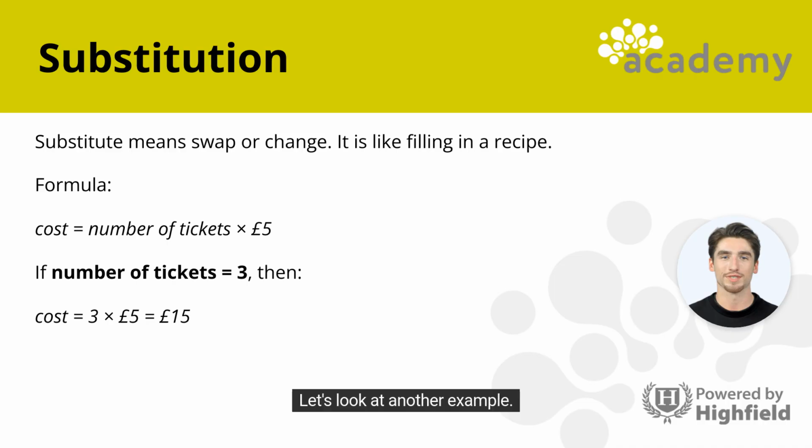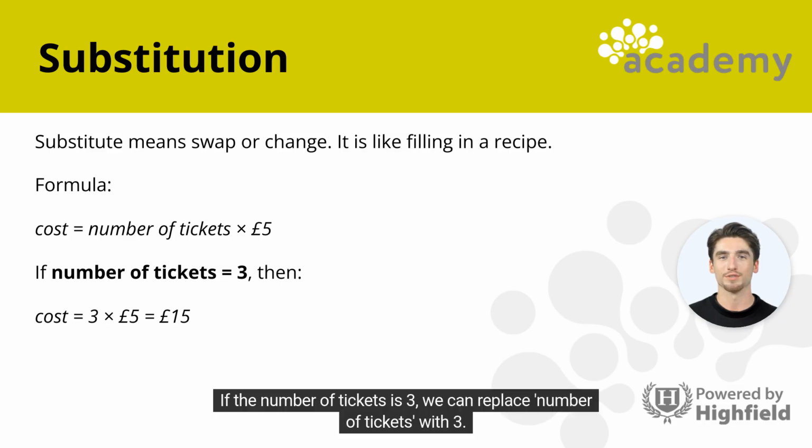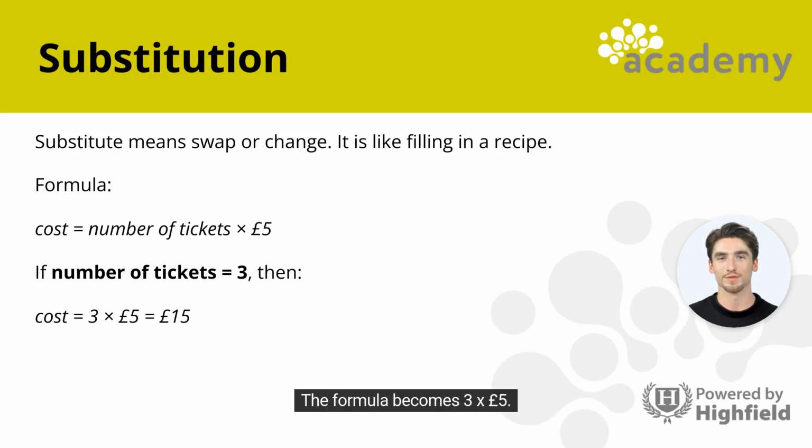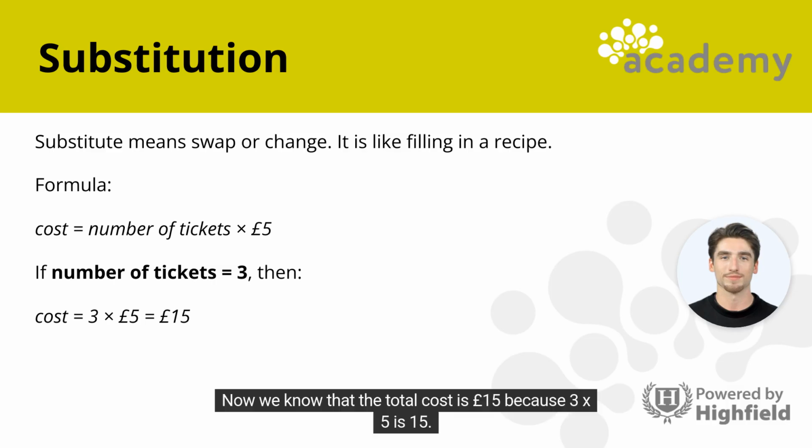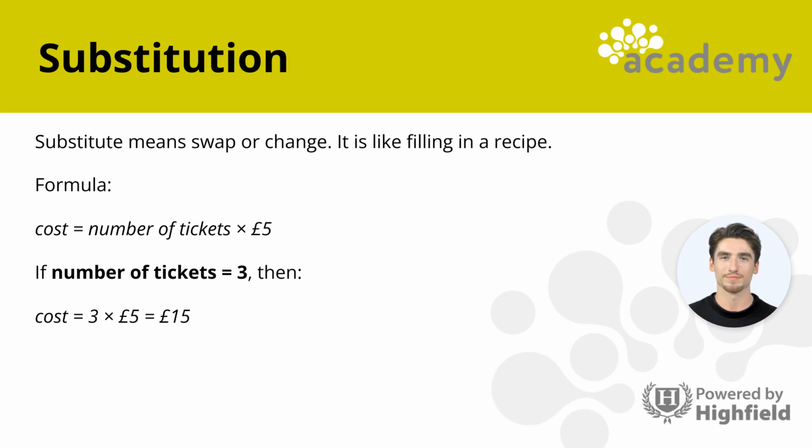Let's look at another example. Here is a formula. Cost equals number of tickets multiplied by £5. If the number of tickets is 3, we can replace number of tickets with 3. The formula becomes 3 multiplied by £5. Now we know that the total cost is £15 because 3 multiplied by 5 is 15. Let's move on to other examples.